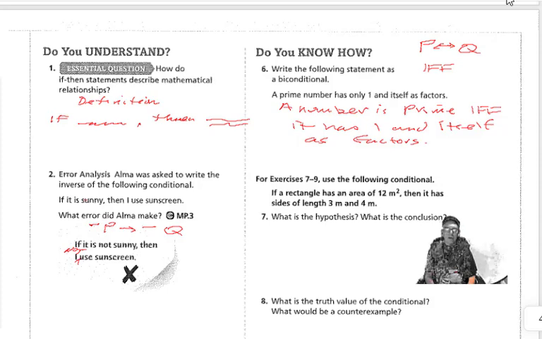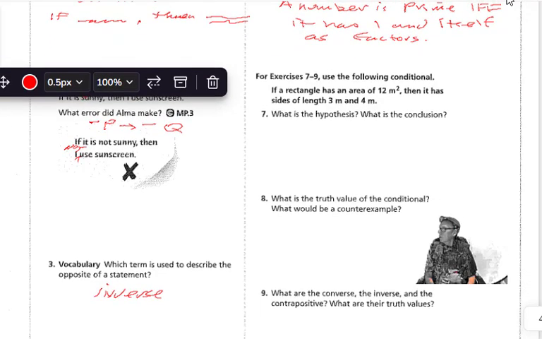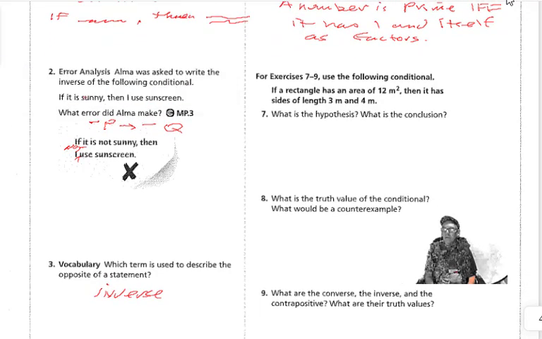Let's look at number 7. This is a long one. What's the hypothesis? What's the conclusion? So if a rectangle has an area of 12, that's the hypothesis. What's the conclusion? Side lengths are 3 and 4. So hypothesis: area of 12; conclusion: side lengths are 3 and 4. That takes care of number 7.